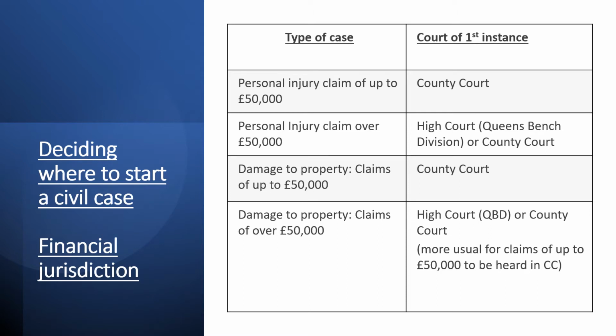Now again, financial jurisdictions, just to reiterate, by type of case: personal injury claims of up to £50,000 would normally start at the county court, and personal injury claims over £50,000 would normally start at the High Court Queen's Bench Division, but sometimes can be heard in the county court if the trial there would be more suitable. If it's damage to property, claims of up to £50,000 would be heard at the county court, but damage to property for claims over £50,000 would normally be heard in the High Court.